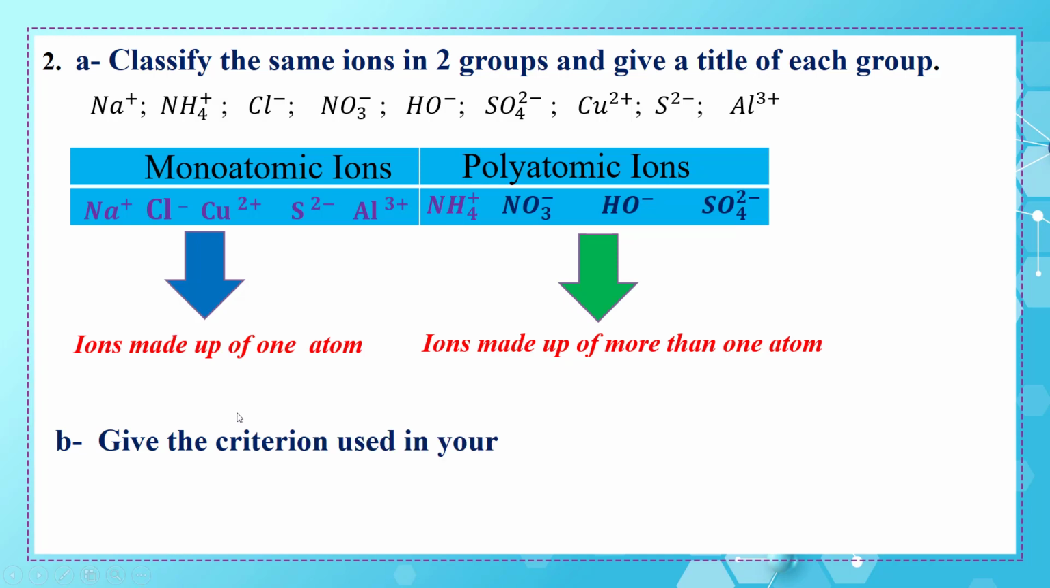So what is the criterion used here in our classification? On what we depend here? Do we depend on their charges? No, there is no sense for their charges. We have depend on the number of atoms in each ion. Okay?